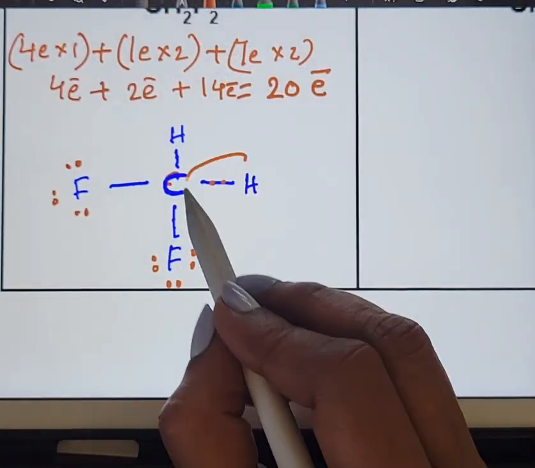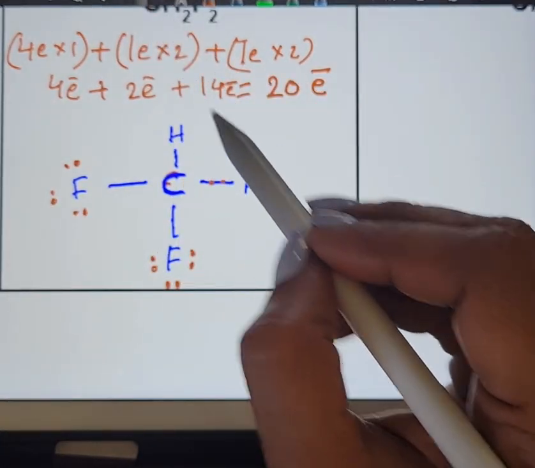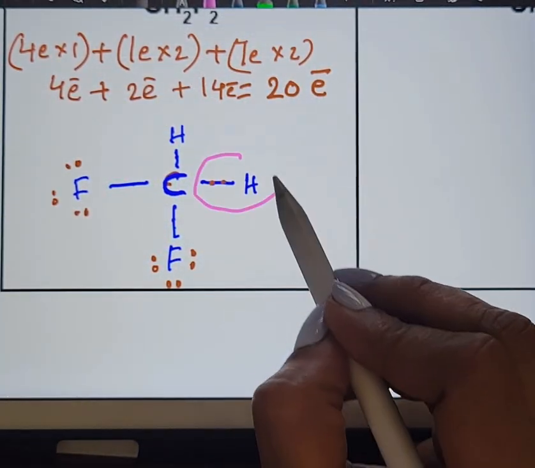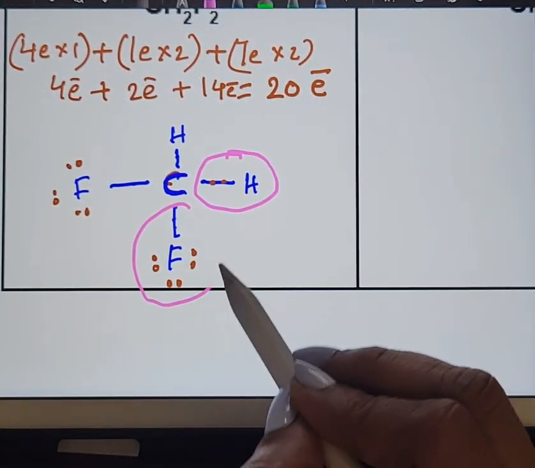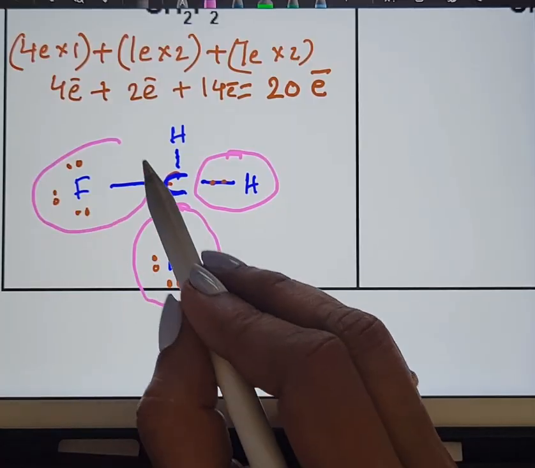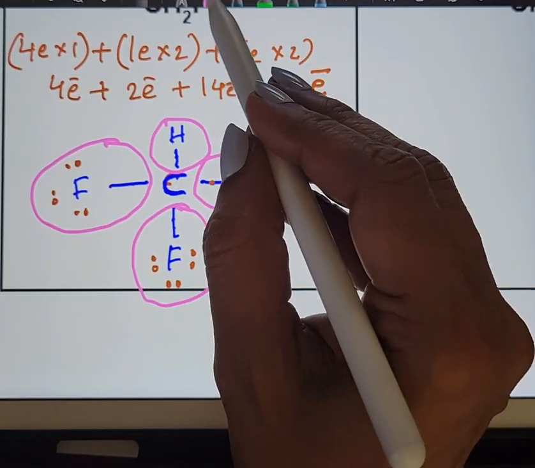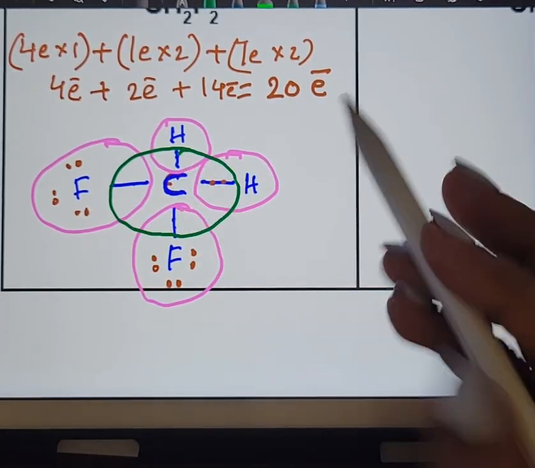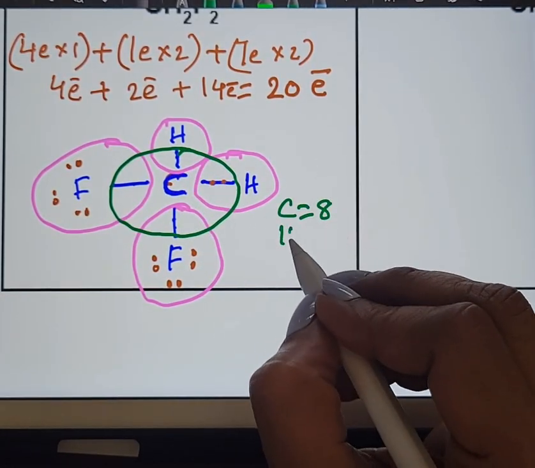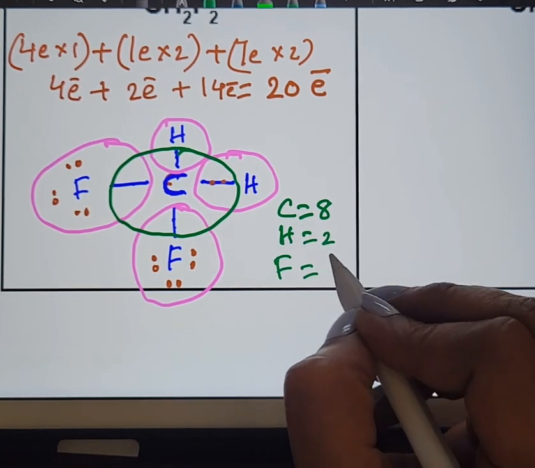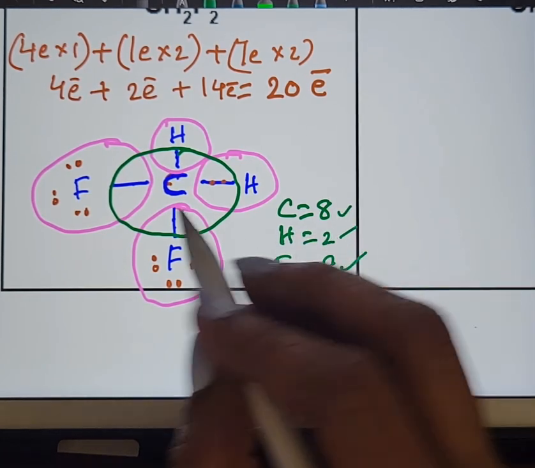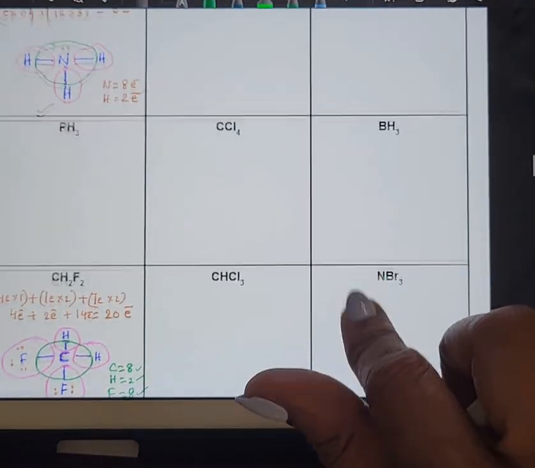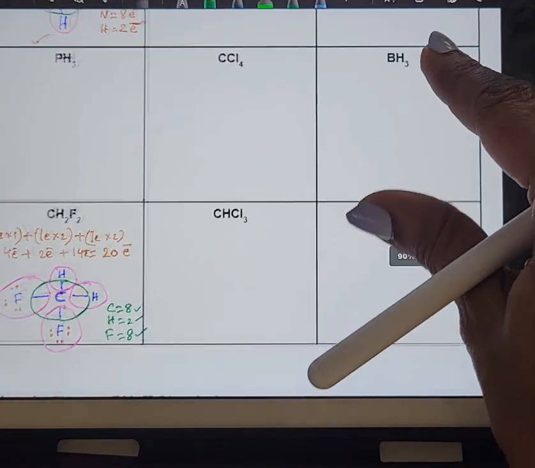Let me check whether all the atoms are happy, okay. So hydrogen has 2, fluorine has 8, this fluorine has 8. Okay, let's look at the central atom. Carbon is also having 4 bonds, so 8 electrons. So carbon 8, hydrogen 2, fluorine 8. So everything is happy, so the structure is correct. So rest of the class you are finishing all these boxes and we will check the answers next class.